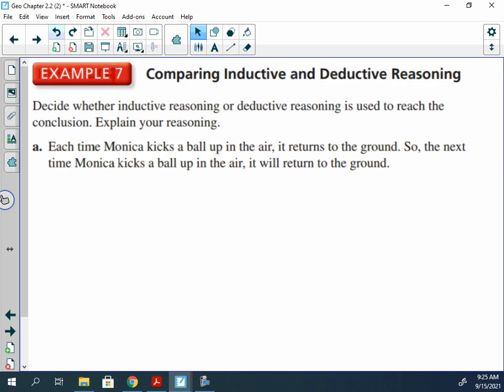Decide whether inductive or deductive reasoning is used to reach the conclusion. Explain your reasoning. So let's look at this here. Each time Monica kicks a ball up into the air, it returns to the ground. So the next time Monica kicks a ball up into the air, it will return to the ground. Is this inductive or deductive reasoning? Why inductive?